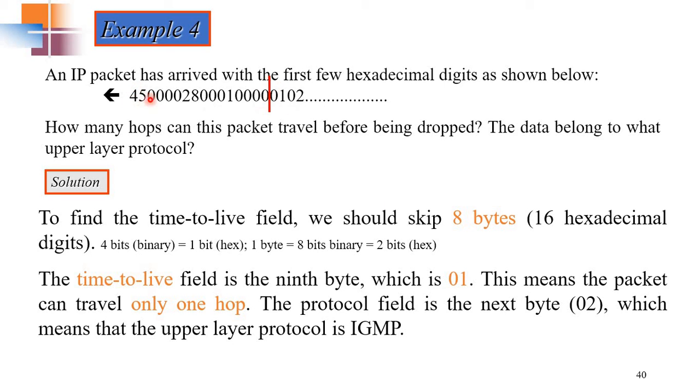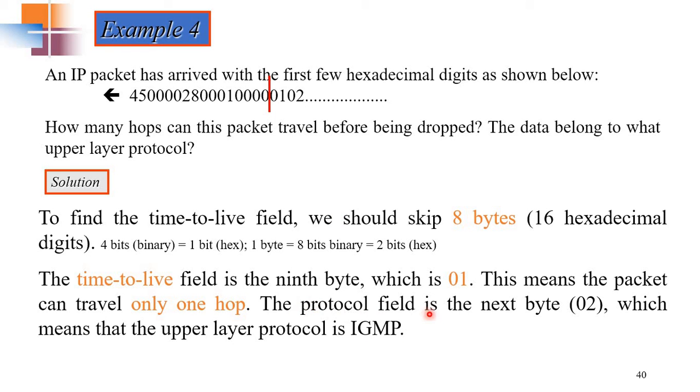So this is 1 byte, this is 2 bytes, so 2 hexadecimal digits make 1 byte. The 9th value is 0, 1. This means that the packet can travel only 1 hop. So this 0, 1 stands for 1 hop that can take place.